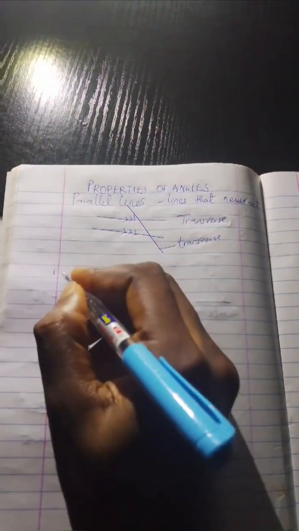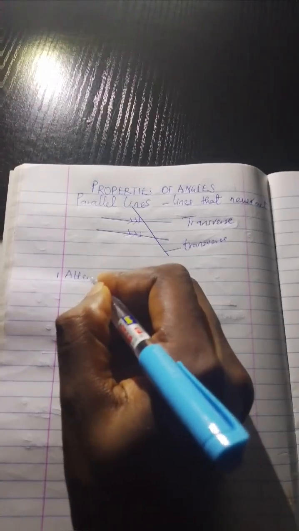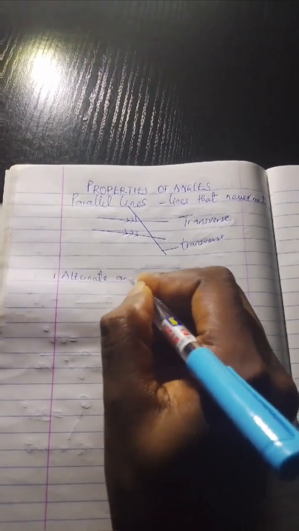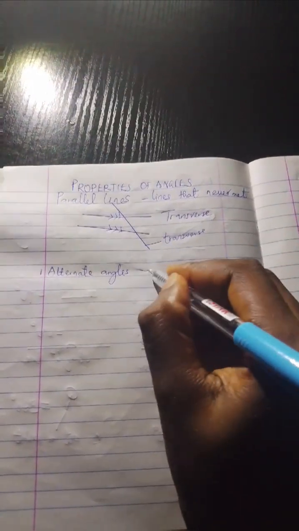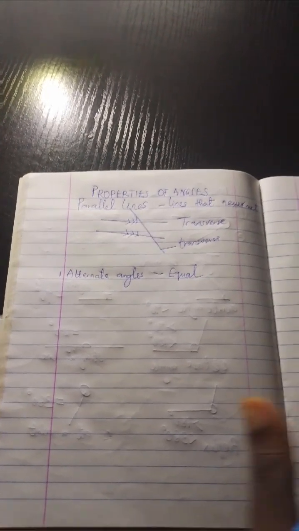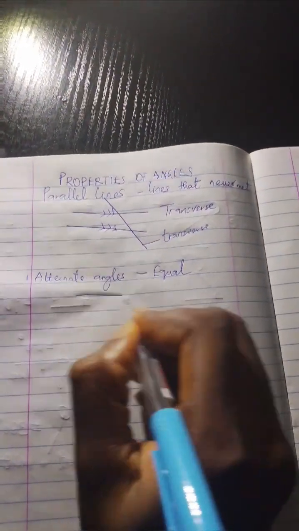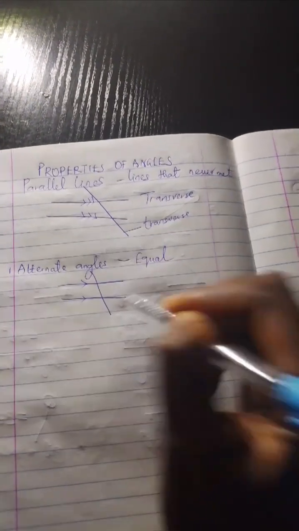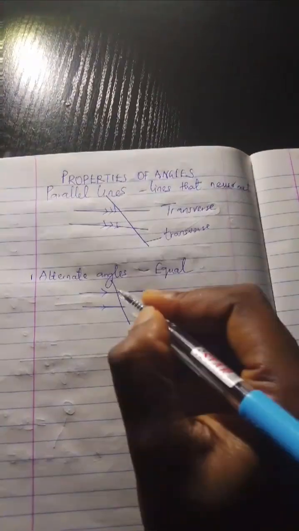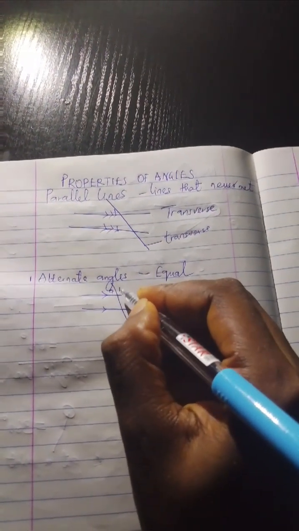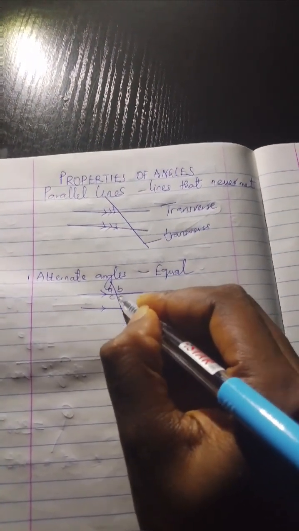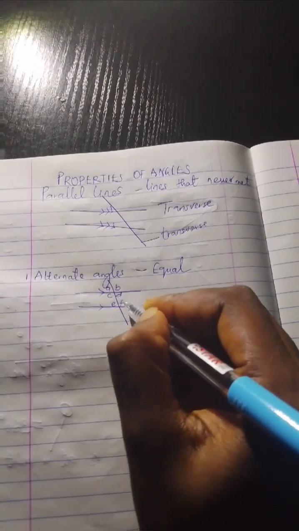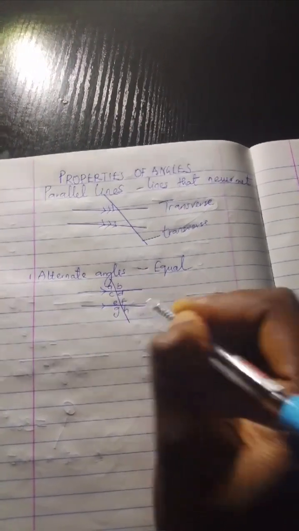Now, the first one we have is alternate angles. One thing you have to know about alternate angles is that alternate angles are equal. Now, what are alternate angles? Let's assume that these here are my parallel lines and this is my transversal. Now, let me label it for clarity's sake. Let me call this my angle A, my angle B, my angle C, my angle D, my angle E, my angle F, my angle G, and my angle H.